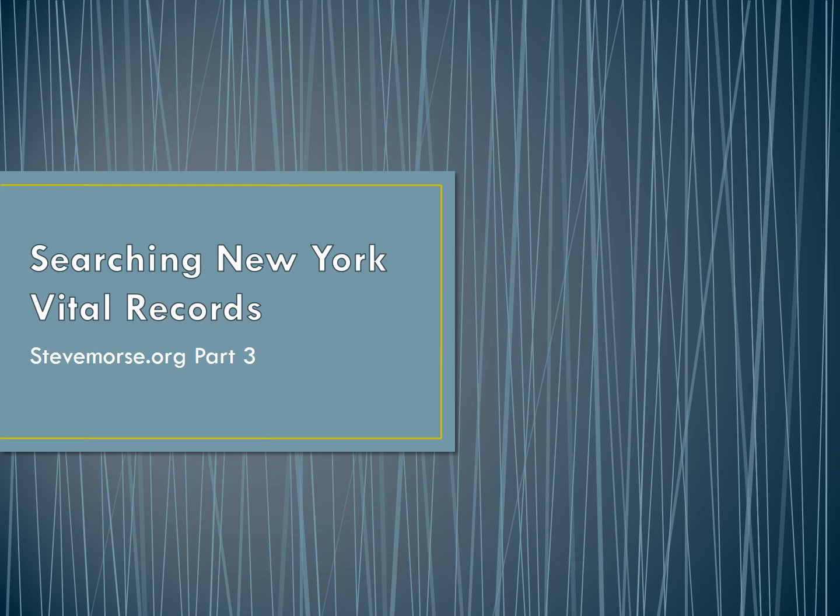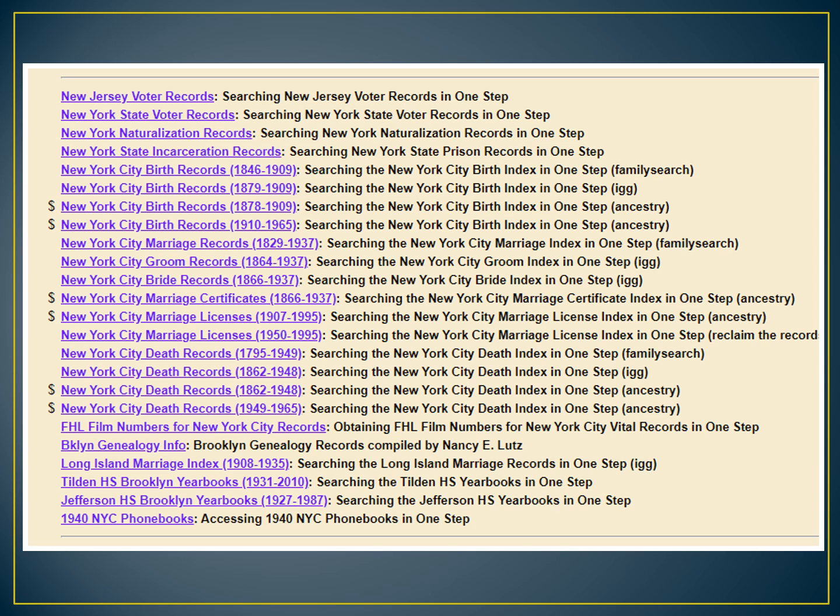This is the third presentation on the website stevemorse.org. Today we will be searching the New York Vital Records. On the home page for stevemorse.org, scroll down to the section that contains the New York City Vital Records. We will be looking at the marriage certificates from 1866 to 1937.